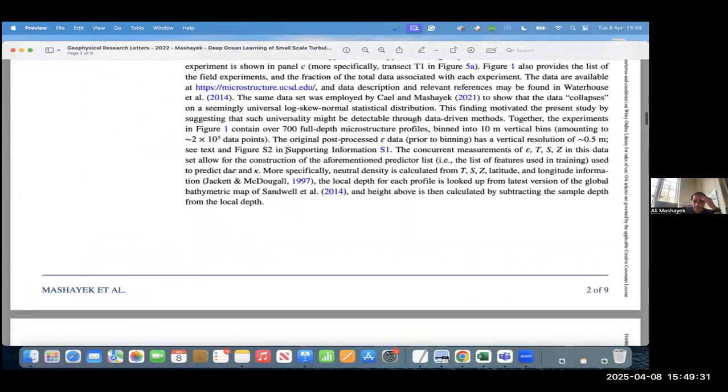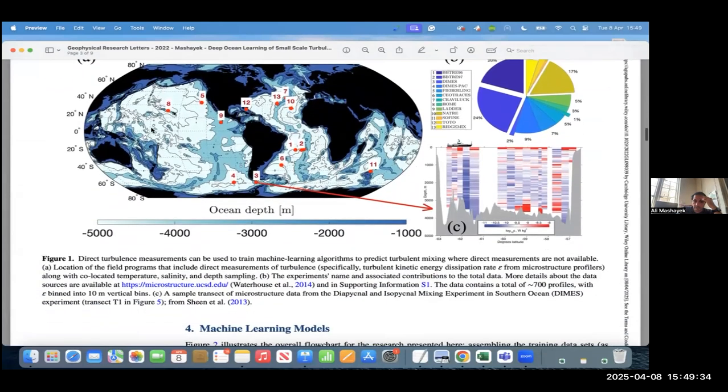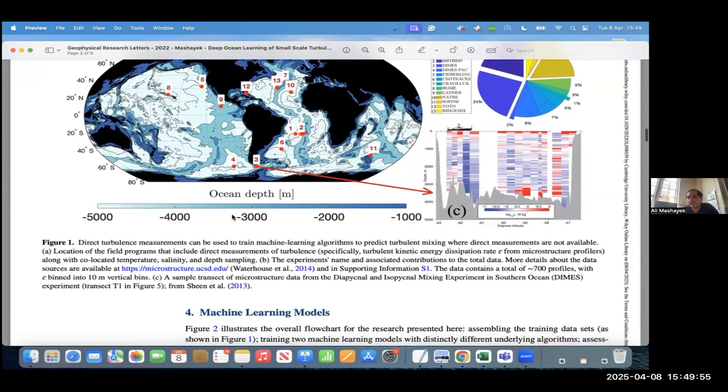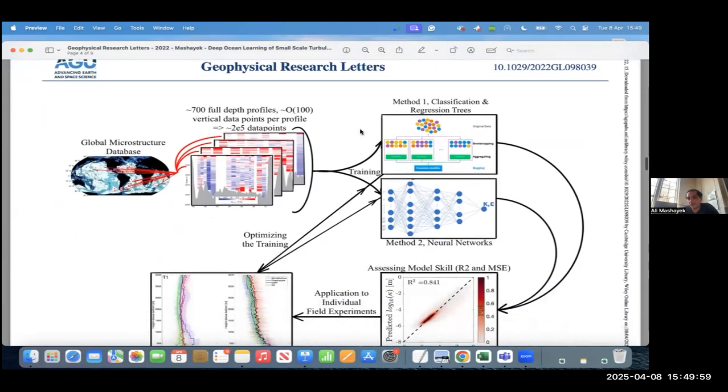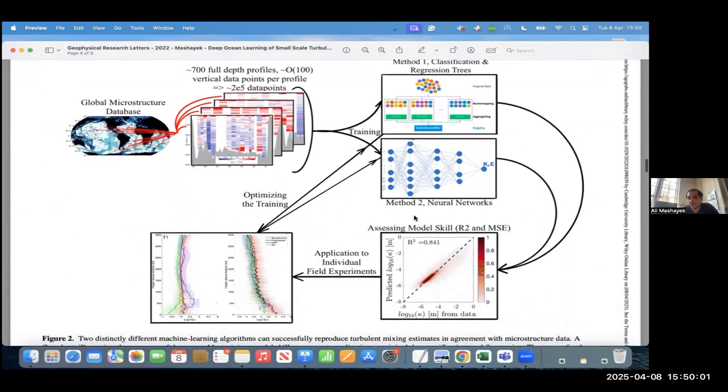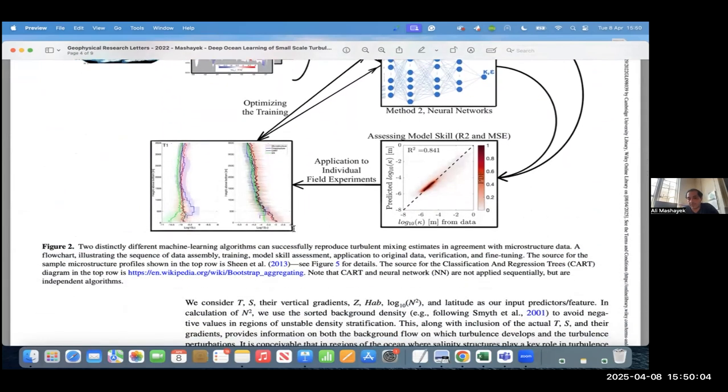So just in a nutshell, we got data from microstructure profilers that measure turbulent mixing throughout the water column. Each of them has a number of vertical profiles, 4,000 meters deep. The resolution of the data you can think of as a meter. And we figured that you could actually train a turbulent mixing parameterization based on this data that works better than the physics-based parameterizations that we have. We used neural networks and decision trees. They worked equally well. It actually worked better than we thought.